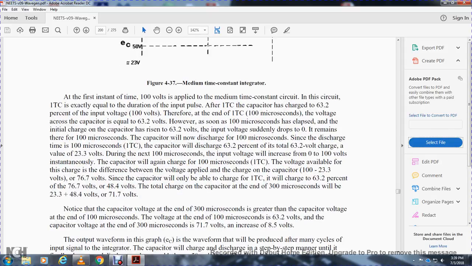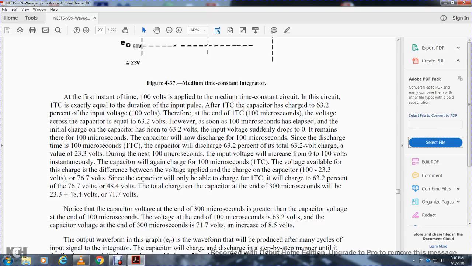At the first instant, the 100 volts is applied to the medium time constant circuit. For the first time constant, the capacitor charges to 63.2 percent of the 100 volts input voltage. Therefore, at the end of the first 100 microseconds, the voltage across the capacitor is equal to 62.2 volts.